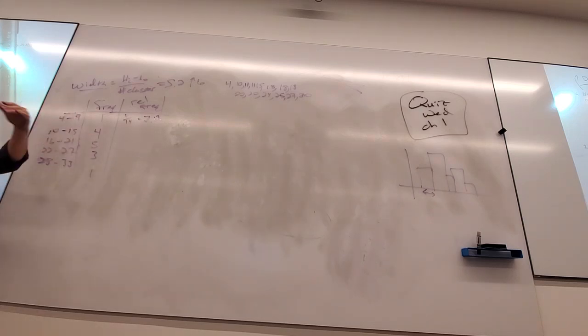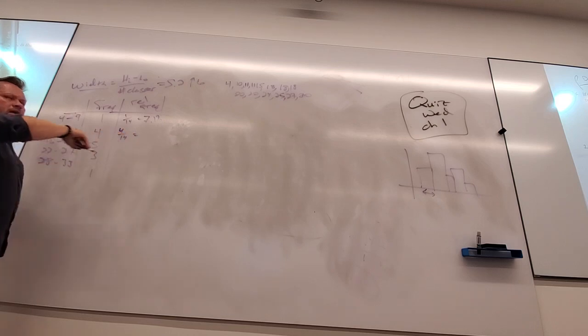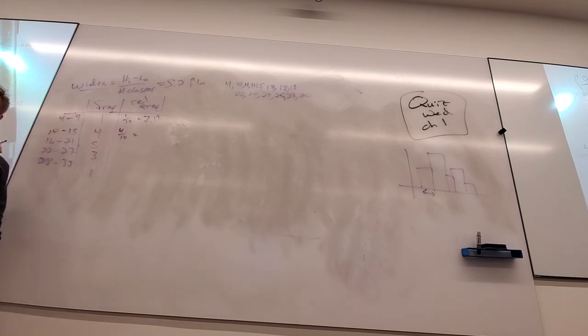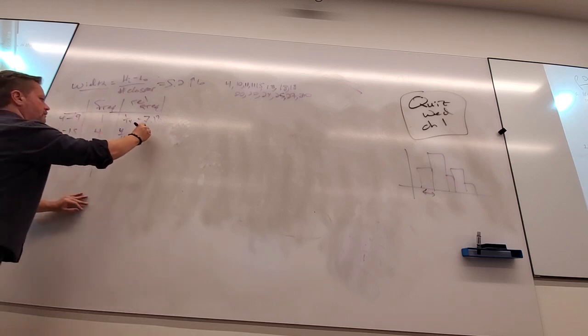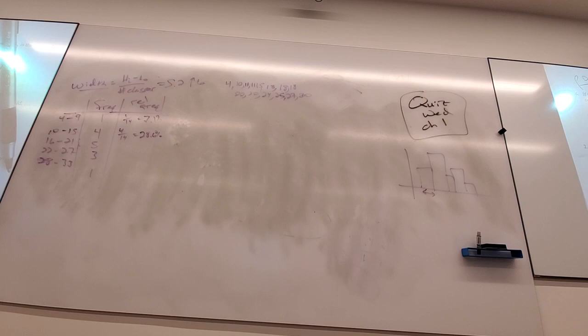4 out of 14. Are you guys all with me? To get the relative frequency, you just divide how many you saw out of the total. So there are 4 out of 14 data points in this second class. What percentage of the data was in the second class? 28.57, so 28.6.